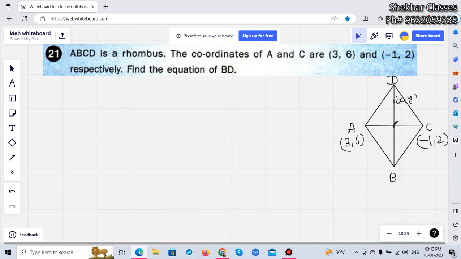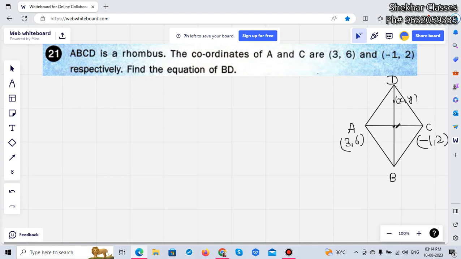We can find the slope of the line AC by using the coordinates of A and C, and multiply it by the slope of BD, and we should get -1, so that we can find the slope of the other line by using m1 into m2 is -1. So we get the slope. Now using this slope and the coordinate, we will be able to find the equation of the line BD. Let's see how we do it now.